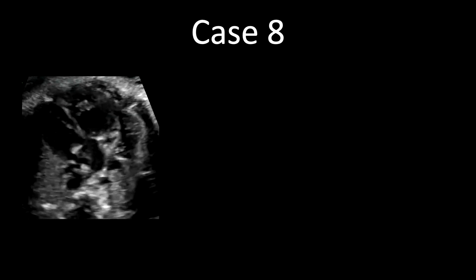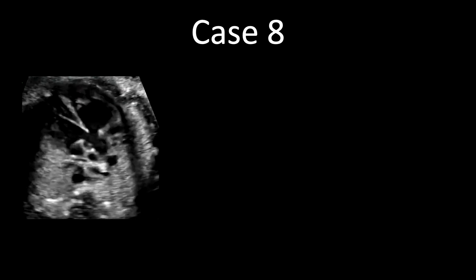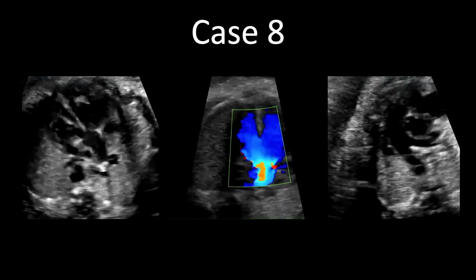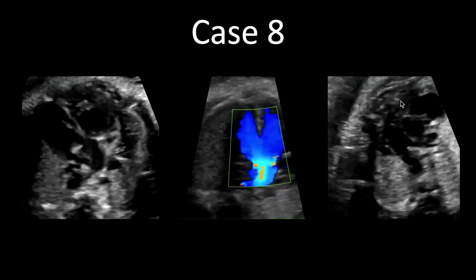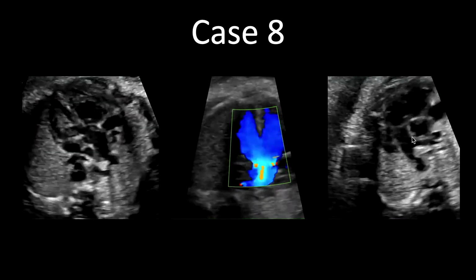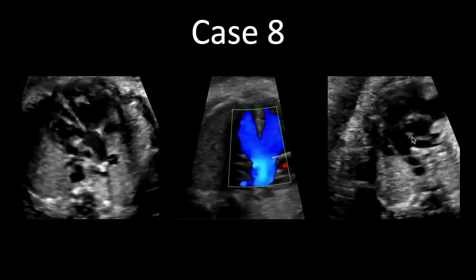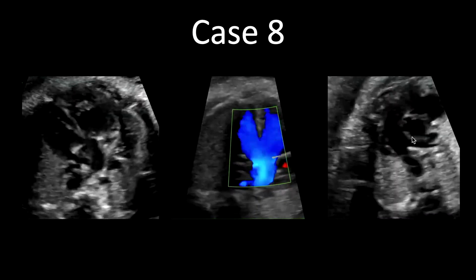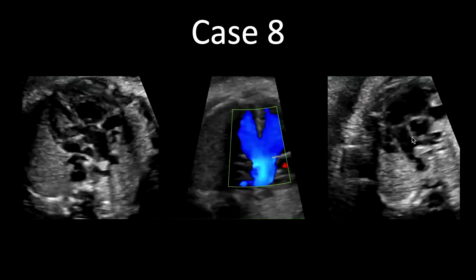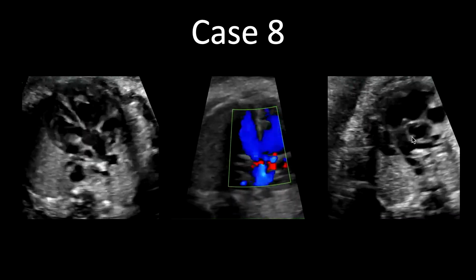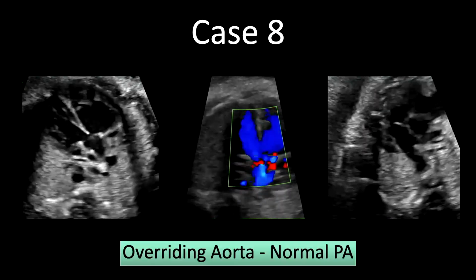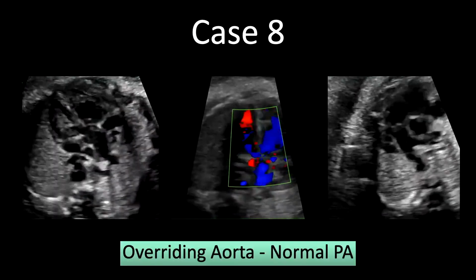I want to finish just with this case. This is an overriding aorta on grayscale and color Doppler, and here's the pulmonary artery, and you see the pulmonary artery looks almost normal here. So again, this is the other side of the spectrum where the pulmonary artery could be nearly normal, and this is just a subaortic VSD that's probably an aortic override that's causing that. So keep in mind that there's a significant spectrum of malformations here from one side to the other.